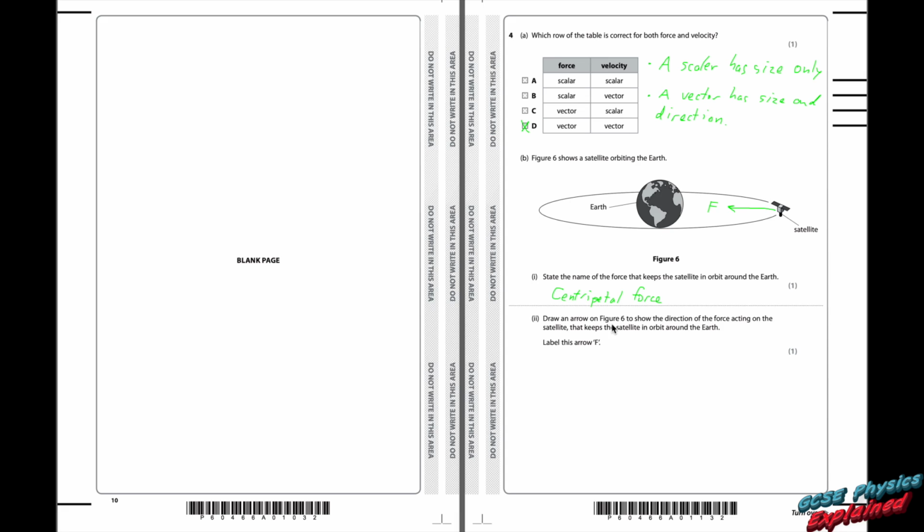Part 2, draw an arrow on figure 6 to show the direction of the force acting on the satellite that keeps the satellite in orbit around the Earth. Label this arrow F. So the arrow will be pointing inwards toward the Earth. If the satellite was over here, then the arrow would be pointing in this way towards the Earth.